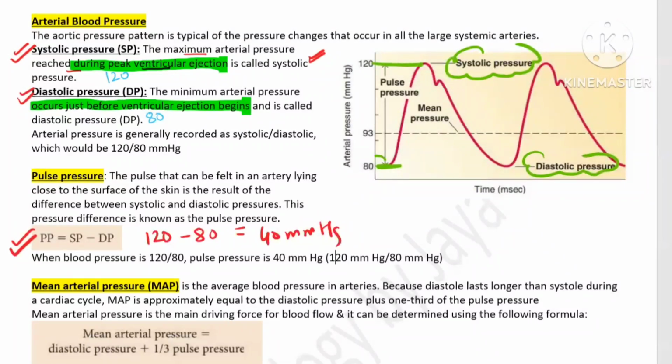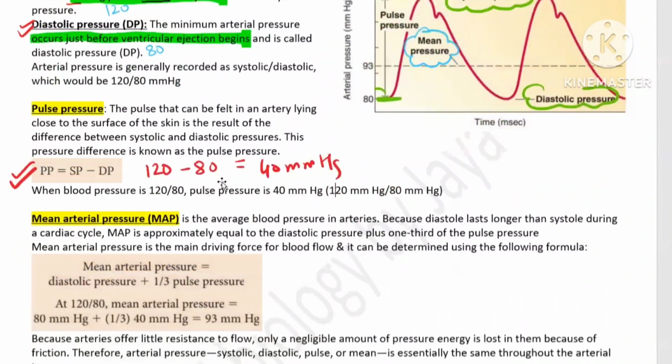Now see mean arterial pressure. First of all, you focus on the diagram only. In this diagram, you can see this is the mean arterial pressure. Its value is near to the diastolic pressure. Clear? Now see.